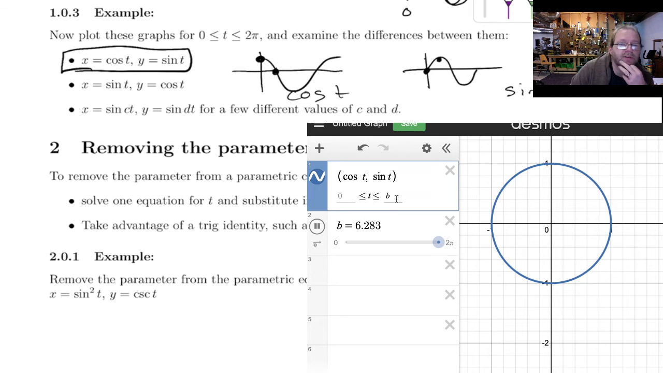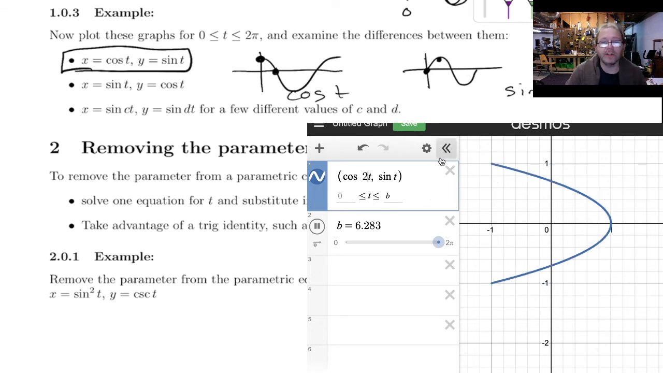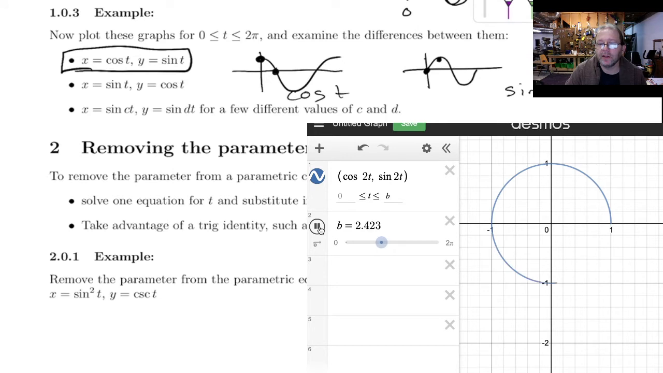And if we put a coefficient in here, say a 2 there and a 2 there, we still get the unit circle, but when we go from 0 to pi, right here below pi, we've made almost a complete revolution. So we make one trip around the circle by pi, and since we go up to 2 pi here, that makes 2 trips around the circle.